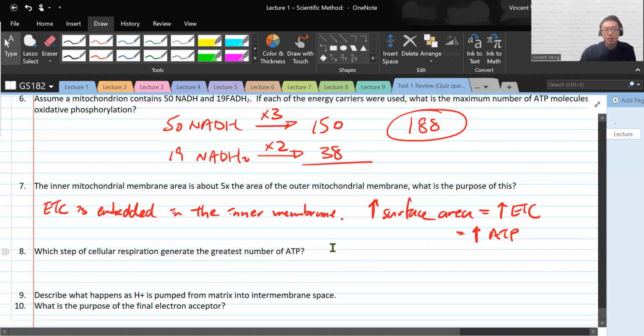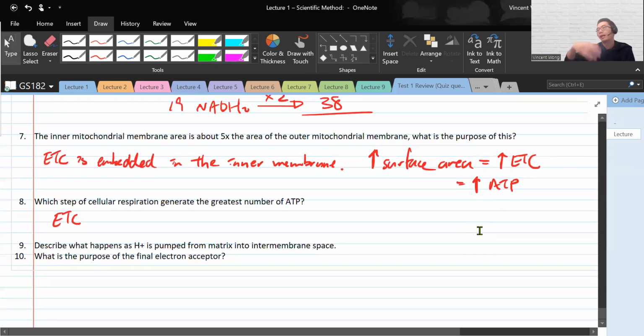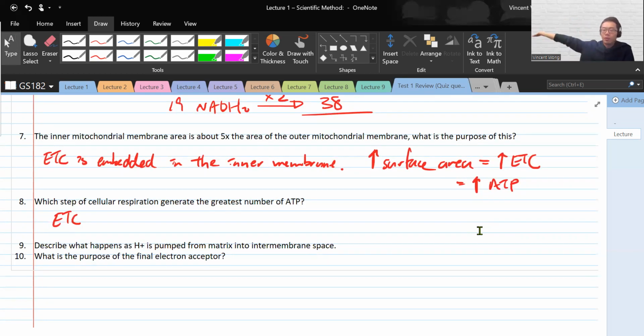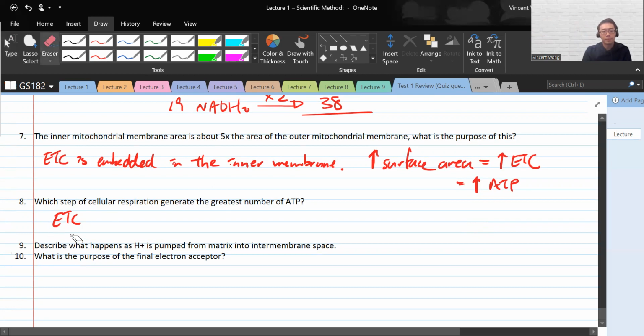Which step of cellular respiration generates the greatest amount of ATP? That's the ETC. Remember, we generate ATP using substrate level phosphorylation. That only accounts for 11% of the ATPs. And then we generate ATP using oxidative phosphorylation. That's all the ATPs that are generated during the ETC, 32 of them, sorry. 32 ATP.